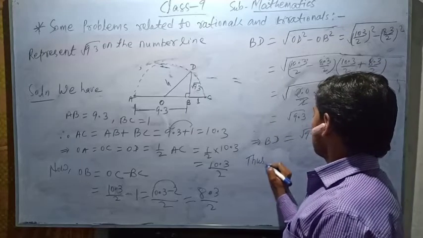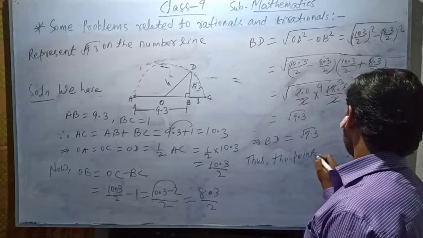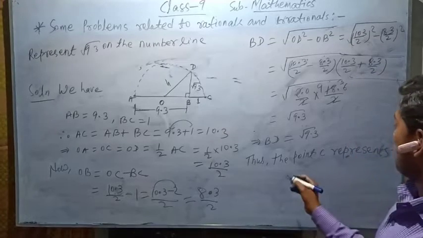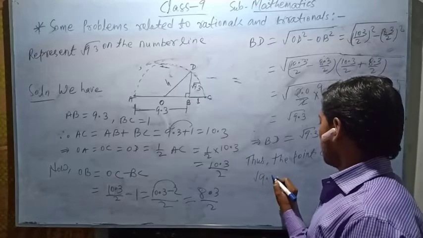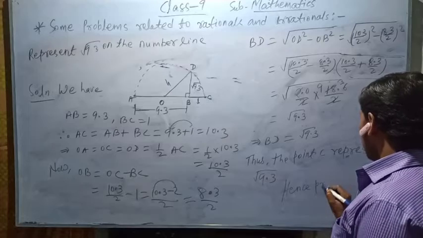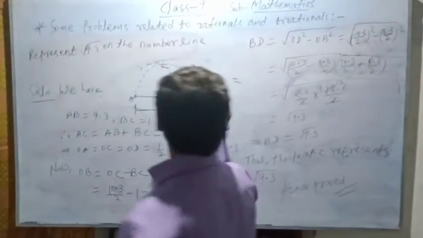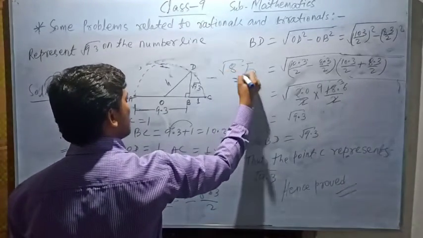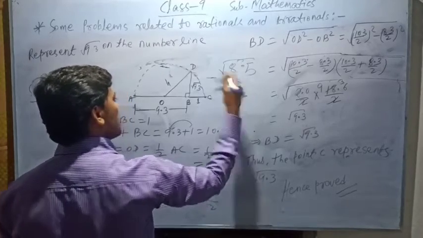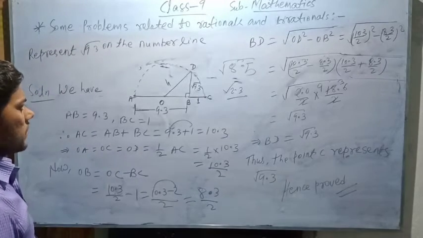Thus the point C represents under root 9.3. Like this you can represent any real number on the number line. Any real number such as under root 8.5, under root 2.3, any real number with a decimal expansion you can represent like this. Thank you for watching.